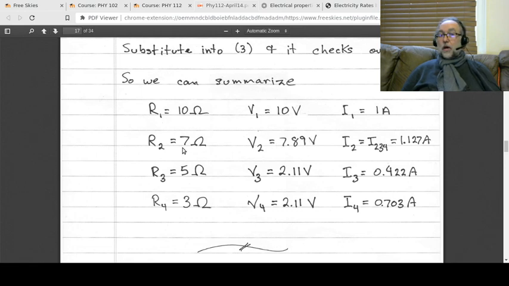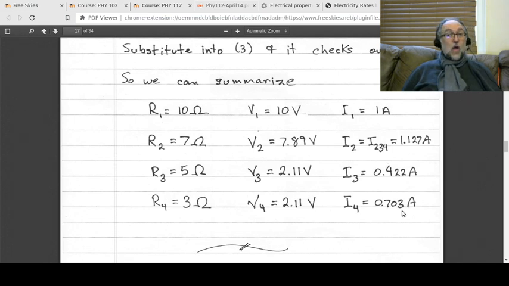The voltage drop across R2, that was the 7 ohm, turned out to be 7.89 volts, and the current through R2 was the same as the current through R234, because they're in series, and that turned out to be that 1.127 amps. R3 was in parallel with R4, so it split that 1.127 amps into two. The voltage drop across R3 was 2.11 volts. It's the same as the voltage drop across R4, 2.11 volts, because they're in parallel, but the current got split. So currents will split through parallel resistors, and that got split into the 0.422 amps and the 0.703 amps.